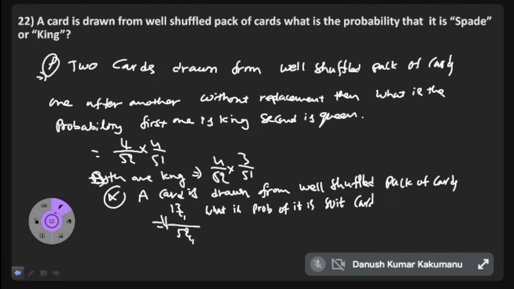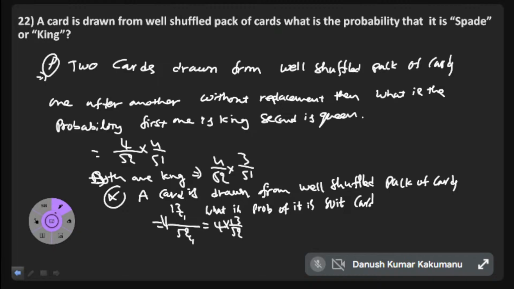If they say only one suit, if a diamond suit is given, what is the answer? 13 C1 by 52 C1. But we don't know which suit it is. How many suits are there? 4 suits. That's why we are multiplying with the 4 also. What is the answer of this? 4 into 13 by 52. What is the answer? 1. Why is it 1? All of you know. 4 suits: 13 C1 by 52 C1 plus 13 C1 by 52 C1, and so on. Overall its answer is 1. Are you all understanding? Yes.